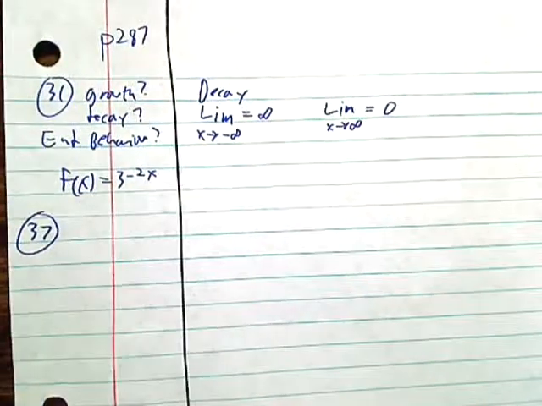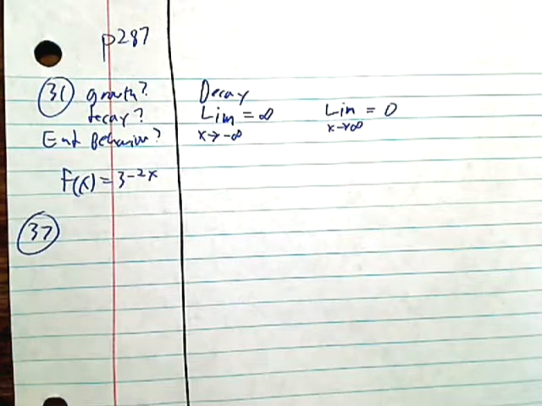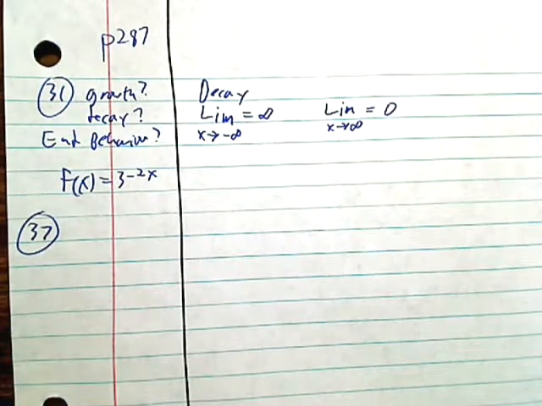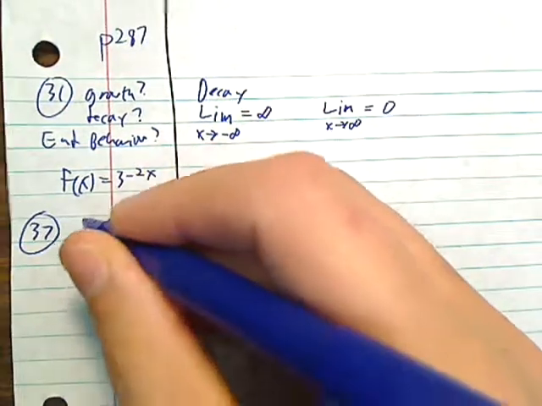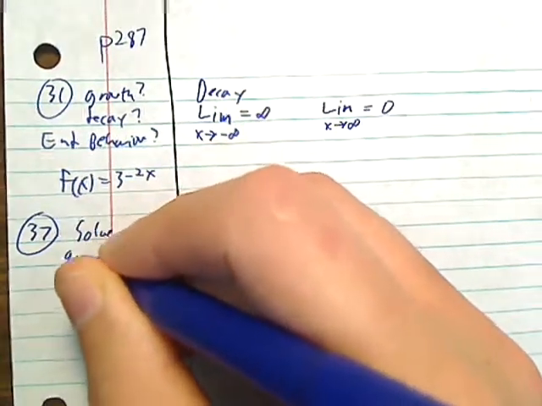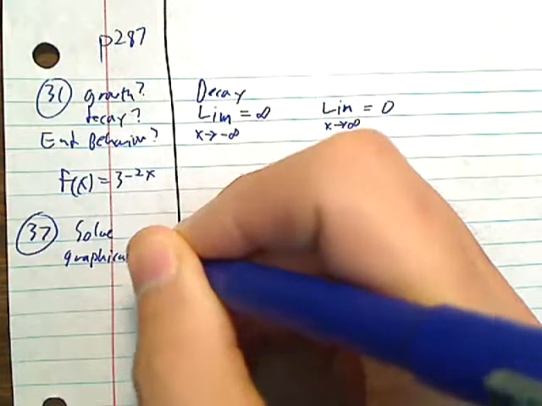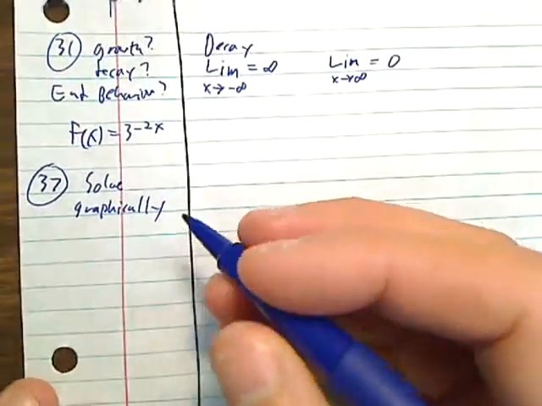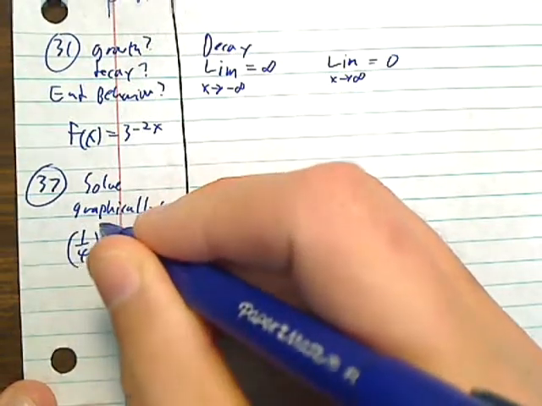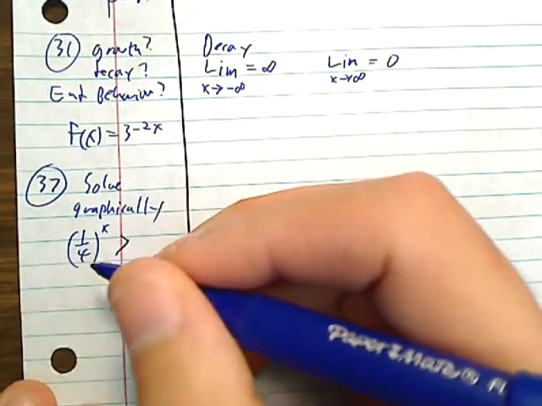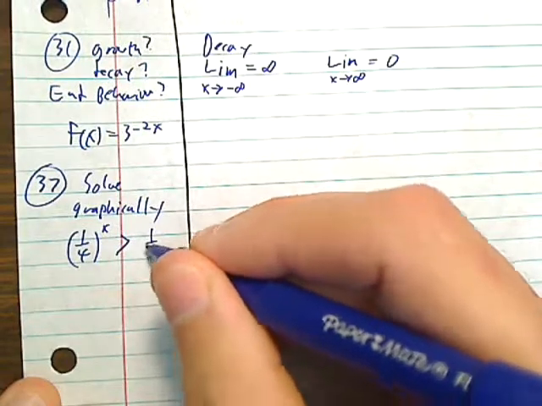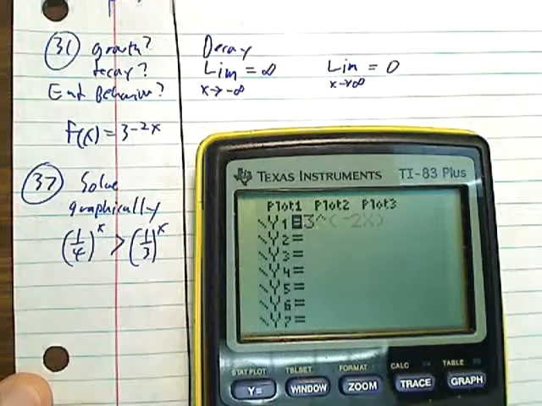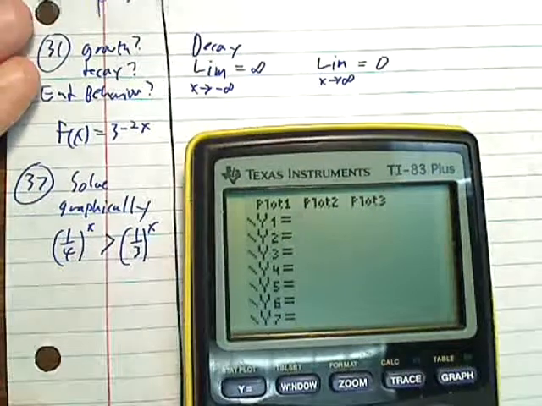And let's get the problem down here. Solve the inequality graphically. So we're going to graph 37. 1/4 to the x is greater than 1/3 to the x. Solve graphically. 1/4 to the x is greater than 1/3 to the x. Okay, just going to go ahead and put that in.